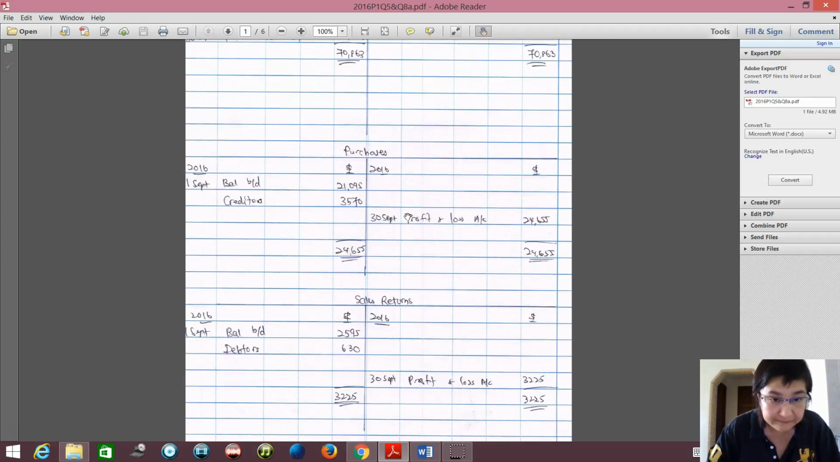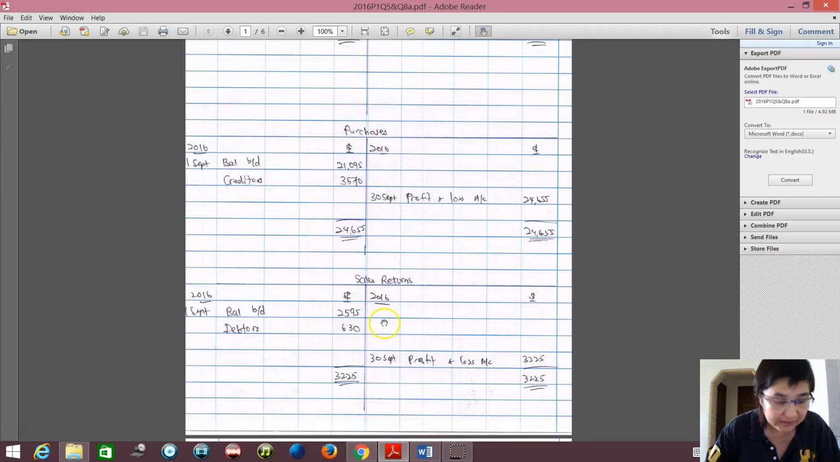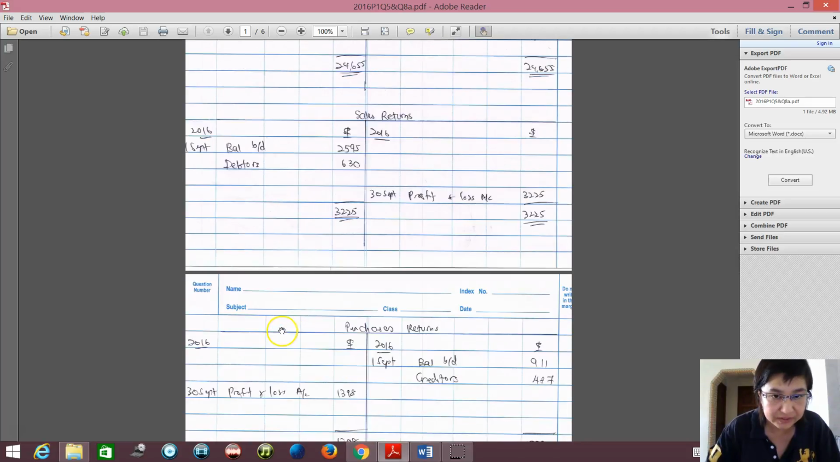Okay, purchases. So the question says the subsidiary book total. Purchases day book 3570. Purchases day book is to record credit purchases during the month of September as stated in the question. So the other account will be creditors because it's credit purchase. Then sales return is to record credit sales return, those that we have not paid out in cash, those that are to be offset against the account. Sales return debit for a total of 630, the other account will be debtors.